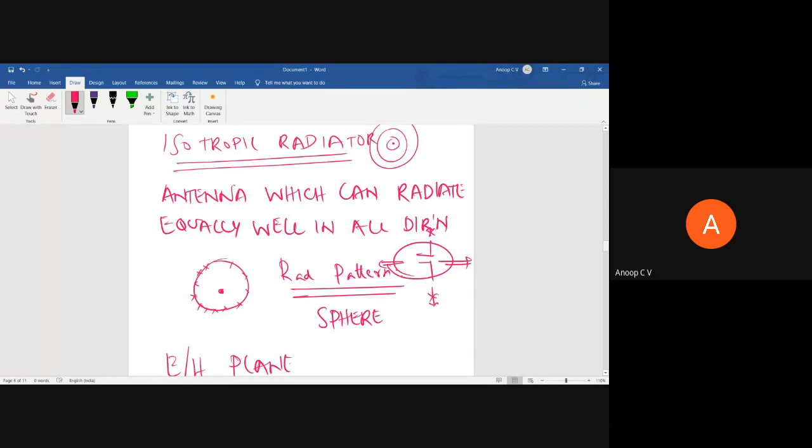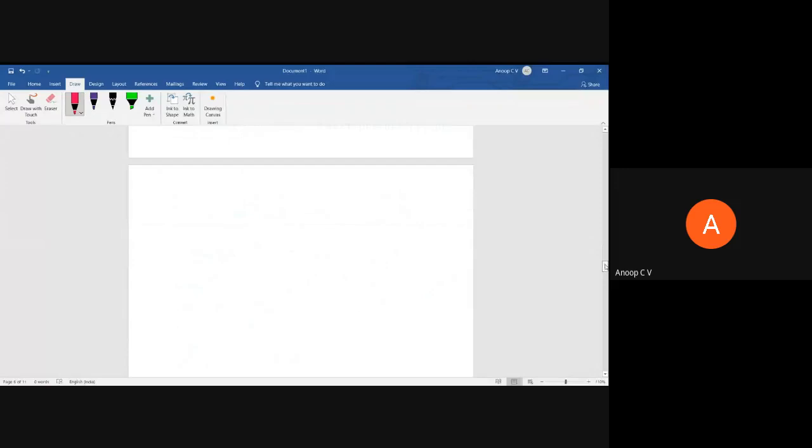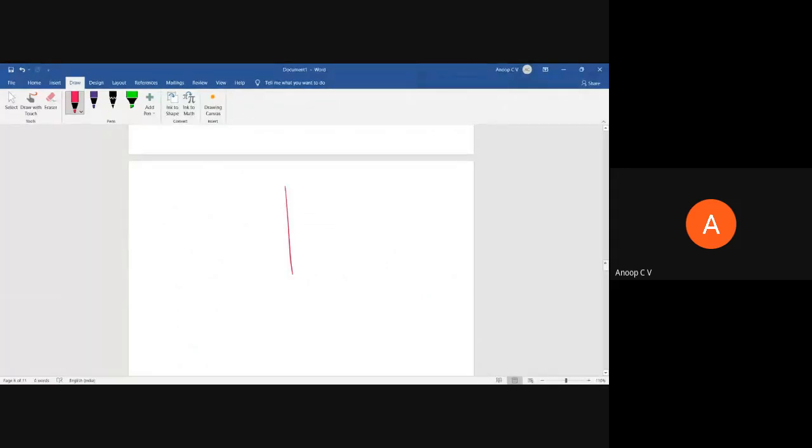But in the upcoming discussions, we'll use this isotropic antenna as a reference antenna. I'll tell you why. Suppose you just imagine, maybe I'll consider only 2D, you're keeping an isotropic antenna at origin, and at some distance, say 2 meters away, you are giving 1 watt power to this isotropic antenna.